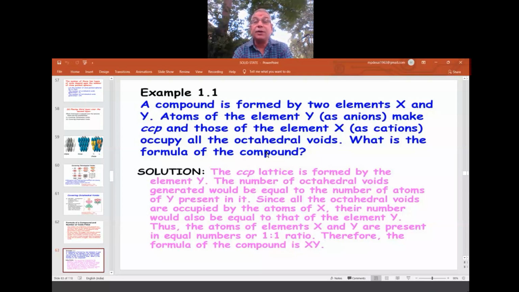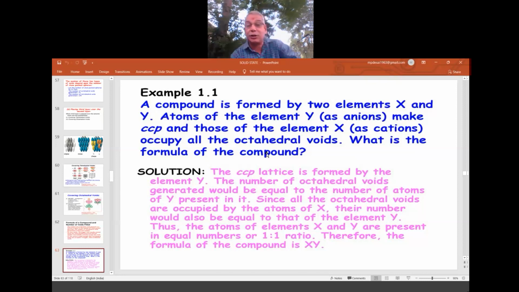If X and Y have gone for the CCP packing, what is the one more condition? Atoms of the element Y make CCP, and those of the element X occupy all the octahedral voids. So how many X are there? Those many octahedral voids are there, because what we concluded in the previous session is that the number of octahedral voids equals the number of spheres. So here X has gone for covering all the octahedral voids, which means X equals the octahedral voids only.